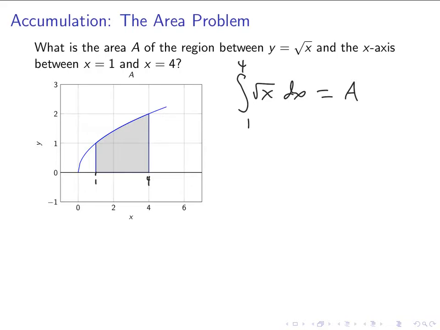Anyway, in the simplest case, we have a curve like this one that stays above the x-axis the whole time. And so we can legitimately use the letter A to represent the area of this shaded region.